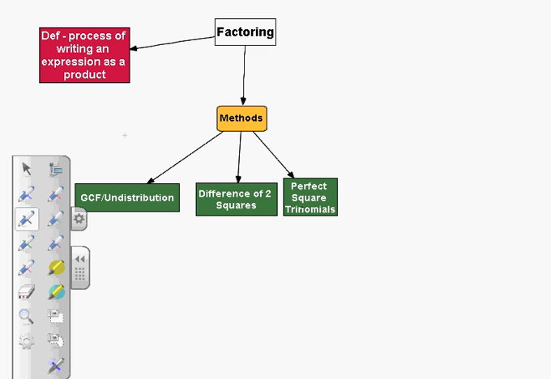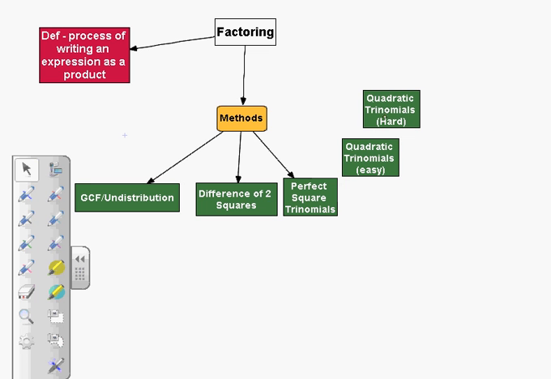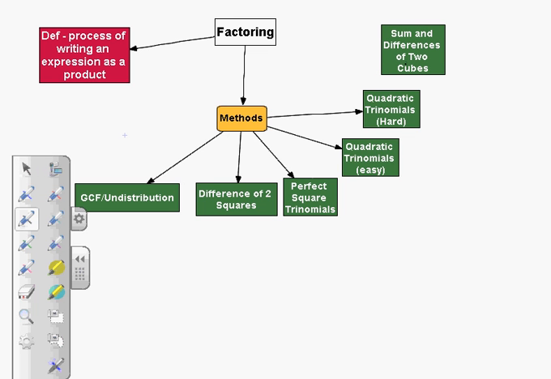Okay, then from there we want to be able to try to recognize two types of quadratic trinomials. Okay, there are easy quadratic trinomial problems, and there are harder quadratic trinomial problems. Okay, and then in the end, one of the things that can be factored also is something called a sum or difference of two cubes. That's also done with a special pattern.